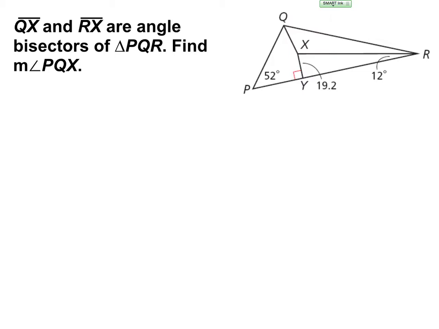52? Any other groups get 52? You did? What are some other ones? I think 52 ends up being right, not because this is 52, but how did you go through it? This corner is 52, this is 24. Add those up, that is 76. So this whole angle is 104. This was an angle bisector, so 52 degrees, 52 degrees. Make sense?